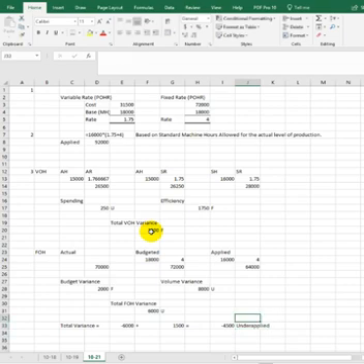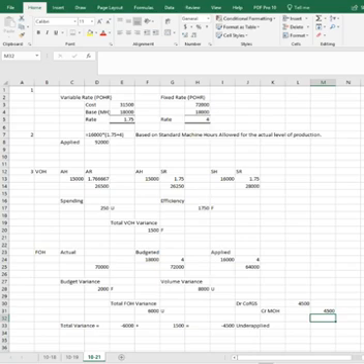So to fix under applied, of course, we're going to debit cost of goods sold and credit manufacturing overhead for 4,500 and 4,500.